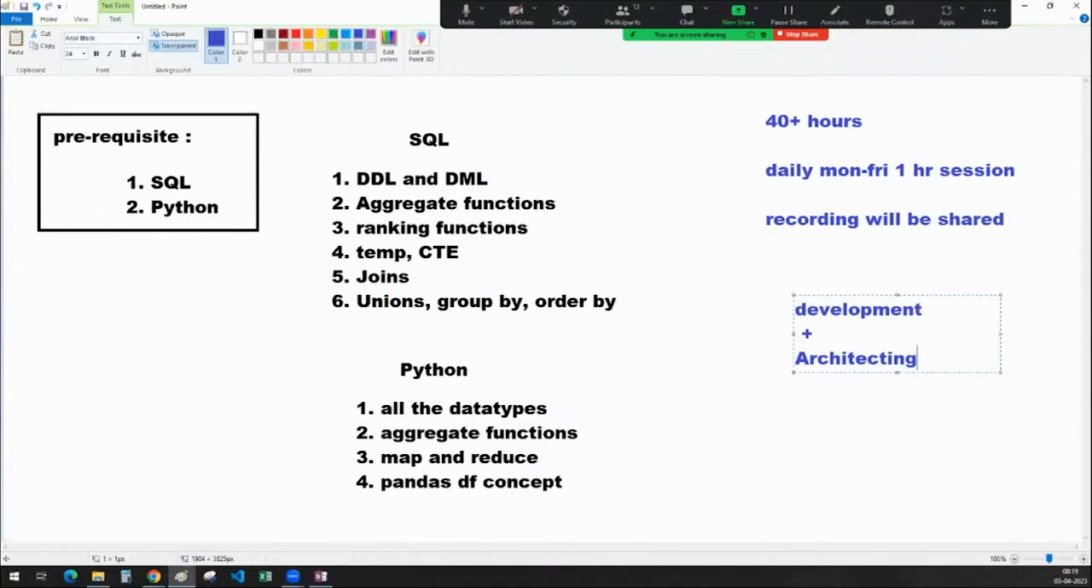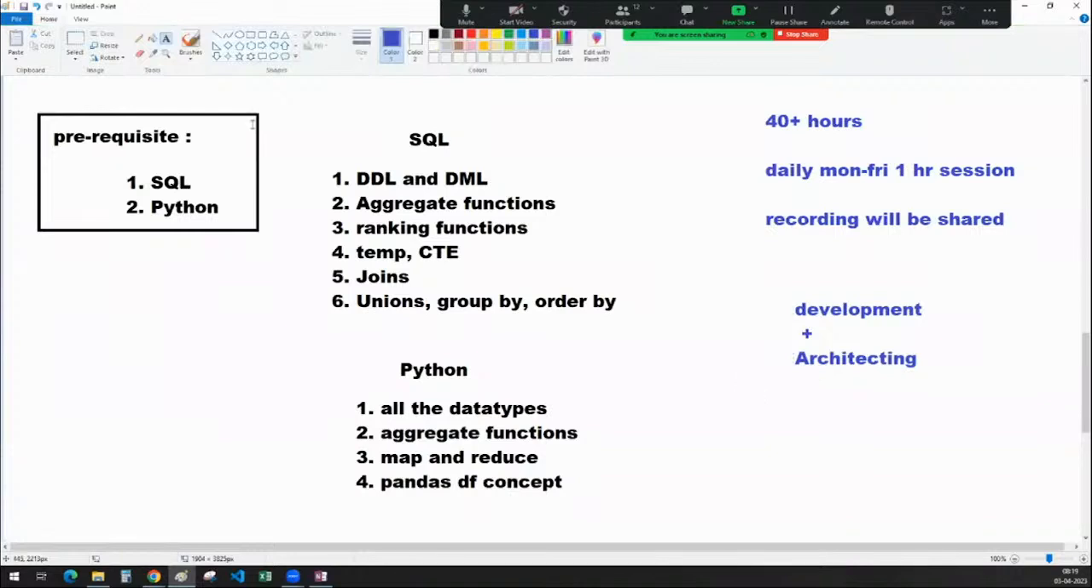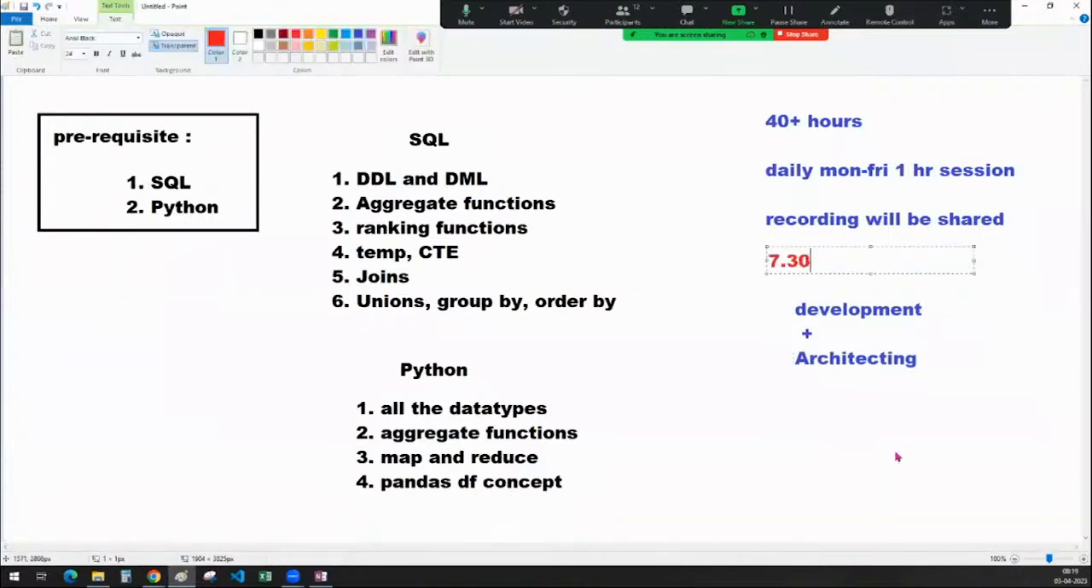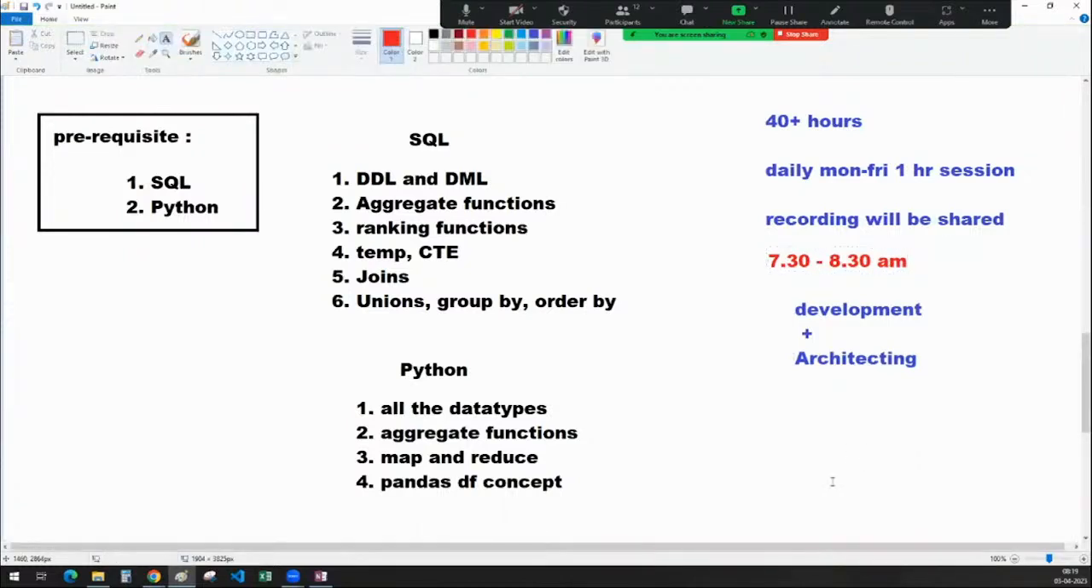As for the timings, I actually forgot to mention them, guys. The timings are the same, 7:30 to 8:30 a.m., the same timings every day. Okay, so these are the timings. Any questions anyone is having?